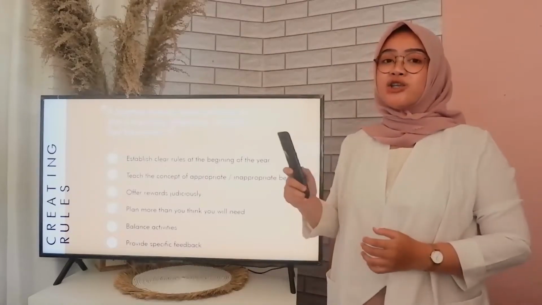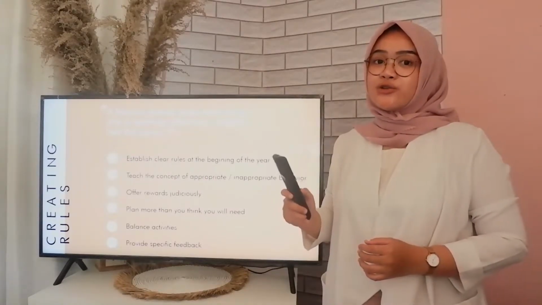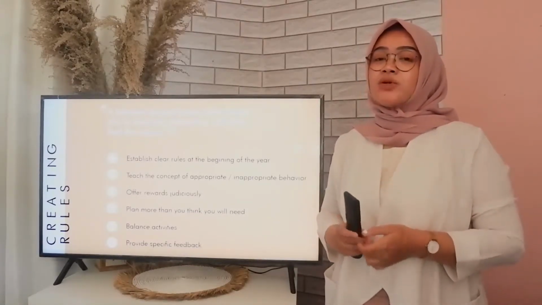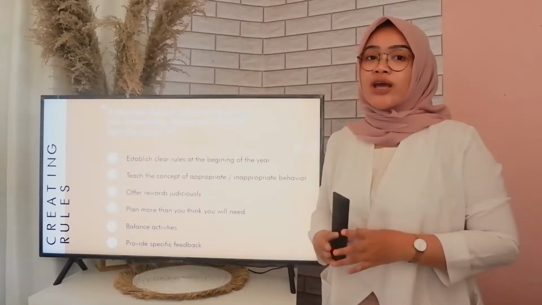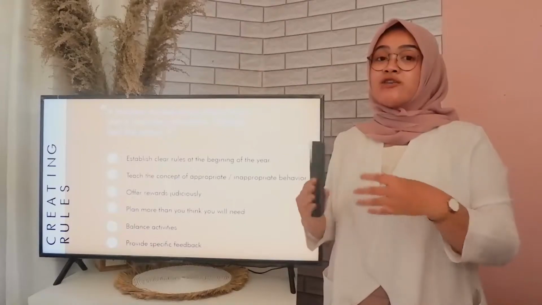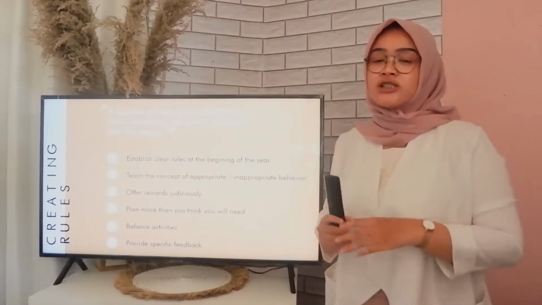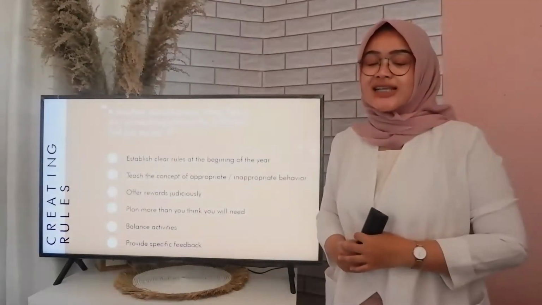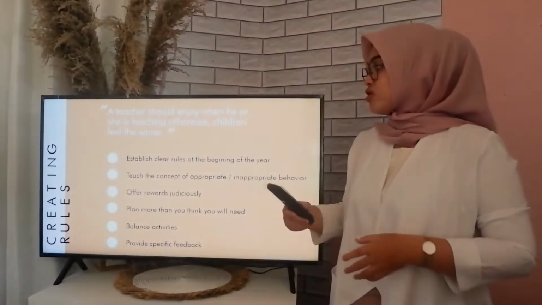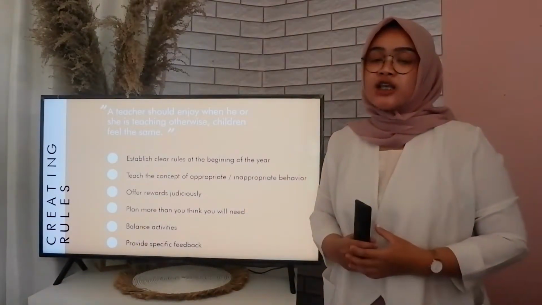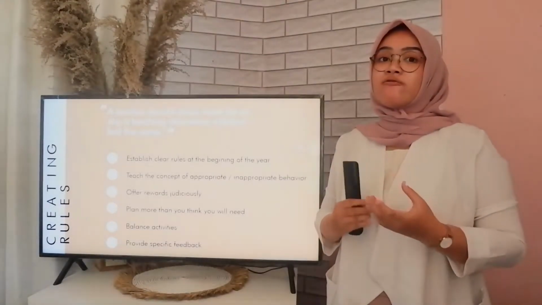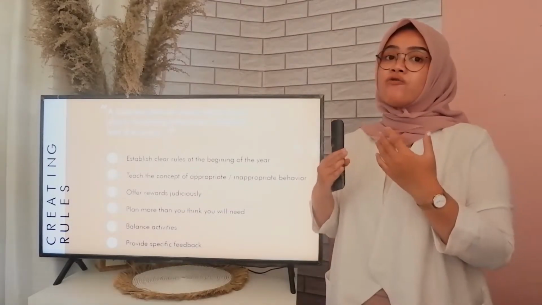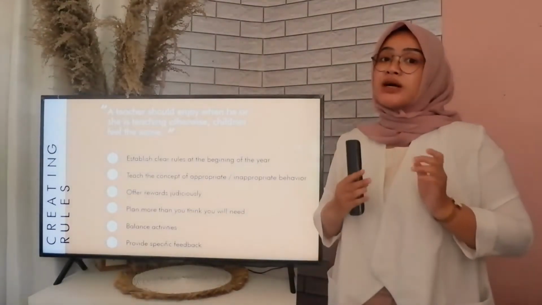For example, the do's: drink in the classroom, but the don'ts: eat in the classroom. Another example, do keep silent when the teacher explains in front of the class, and don't talk with your friends when the teacher is explaining in front of the class. Also, use your words judiciously. We need to be fair with our students. We give fair rewards, and we give fair punishment.